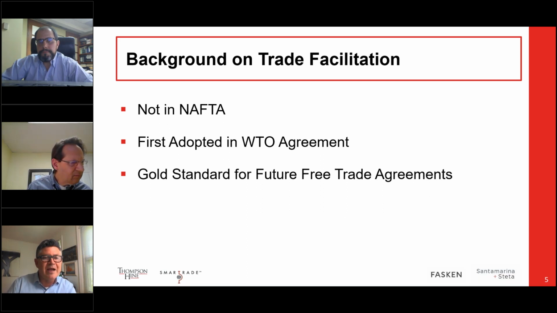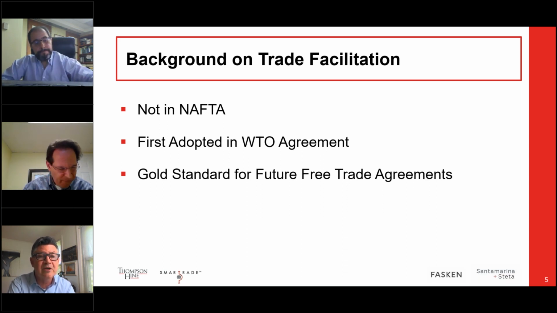First, in terms of a background on trade facilitation, there were no trade facilitation provisions in NAFTA. NAFTA is a pretty old agreement dating from the early 90s, and trade facilitation wasn't really on anyone's radar at that time. Of course, it was the first trilateral agreement for North America. But as things developed, traders and parties to these various trade agreements realized that it would be helpful to have some trade facilitation provisions adopted and added to the trade agreements.